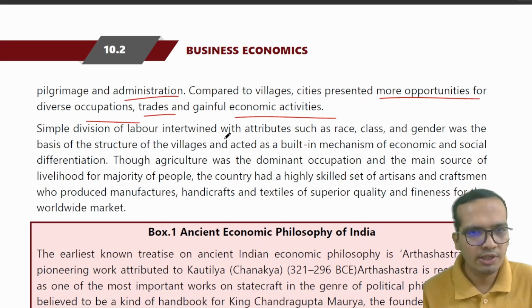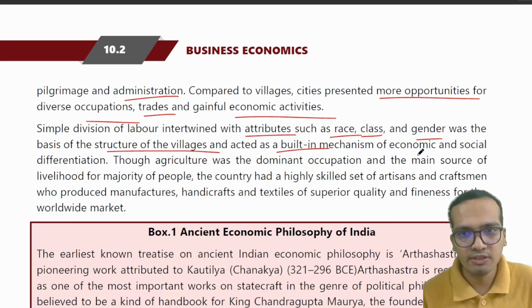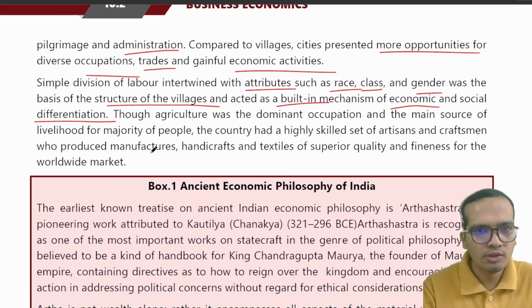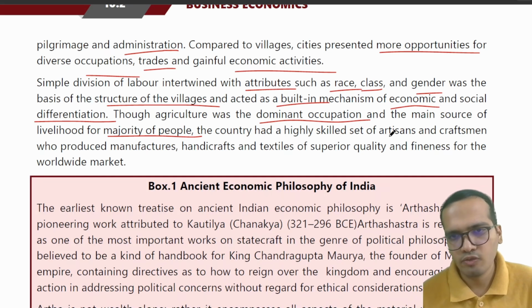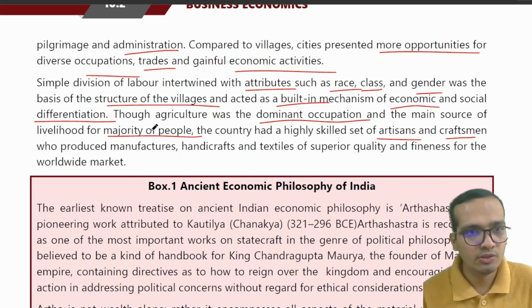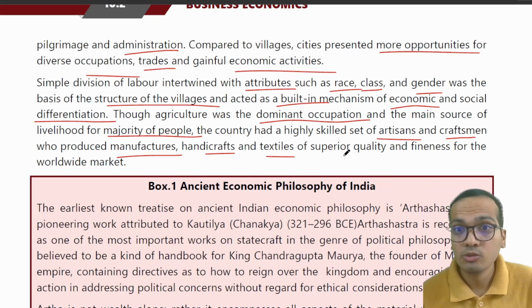Simple division of labor intertwined with attributes such as race, class, and gender was the basis of the structure of the villages and acted as a built-in mechanism of economic and social differentiation. Third, agriculture was the dominant occupation and the main source of livelihood for the majority of people. The country had a highly skilled set of artisans and craftsmen who produced manufactures, handicrafts and textiles of superior quality and fineness for the worldwide market.